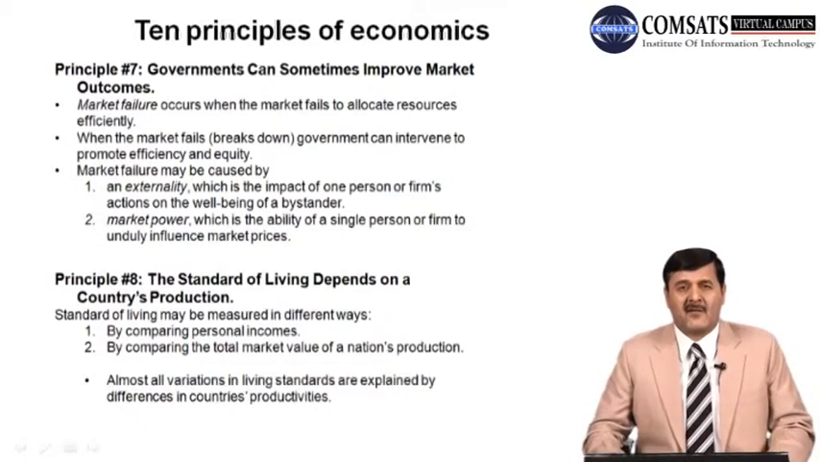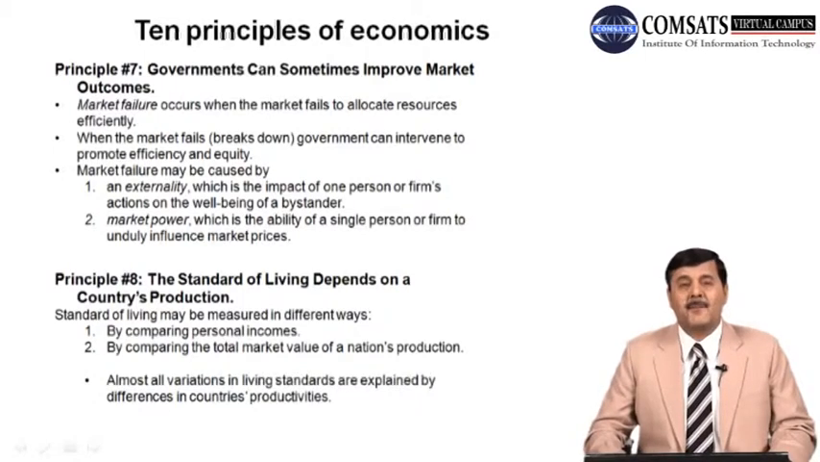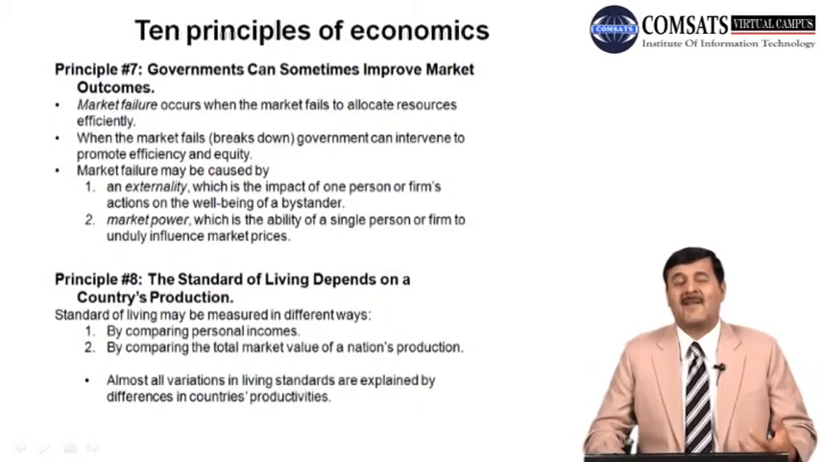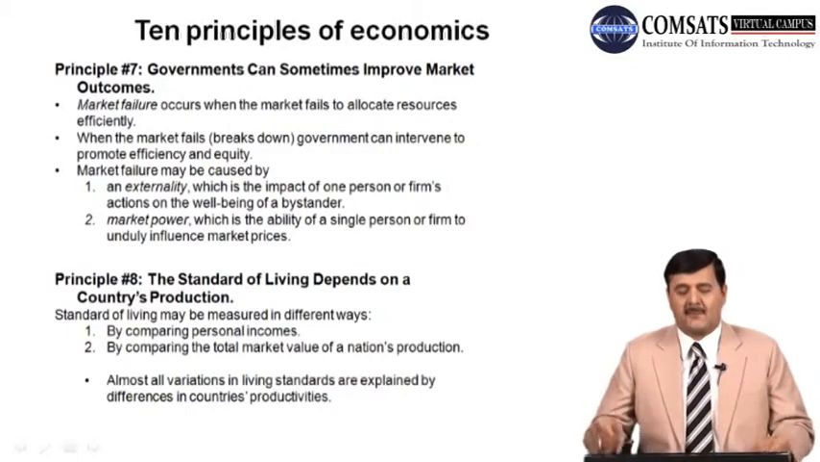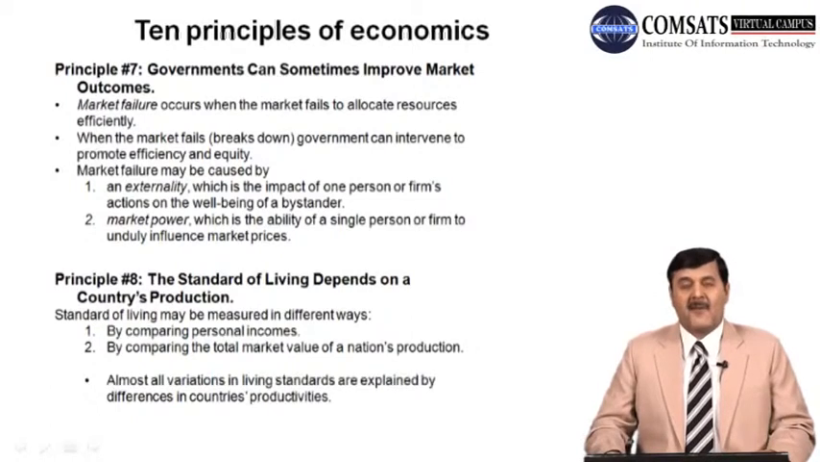And principle number eight, the standard of living depends on a country's production. So what is the standard of living, what individuals and society are getting, it all depends on the level of production of the country. How much is produced in the country or in the economy, what is the level of output, what is GDP, right? So the standard of living of an individual depends on the country's production, right? So here we compare personal income, disposable personal income, we'll talk about per capita income. Almost all variation in living standards is explained by differences in countries' productivities, right? Productivity is very, very important.